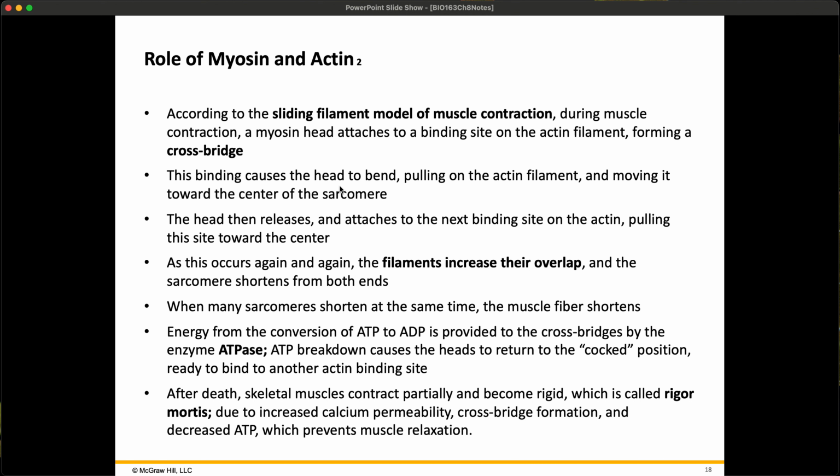Once the head binds, it causes it to bend, pulling on the actin, moving it towards the center. Once it moves it to the center, it then can release it, attach to the next binding site on actin, and pull it even shorter. At a certain point, there is a maximum overlap. There's a maximum shortness of contraction in the muscle.